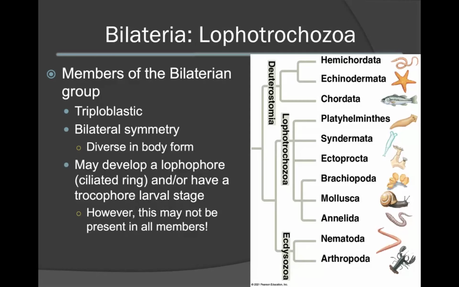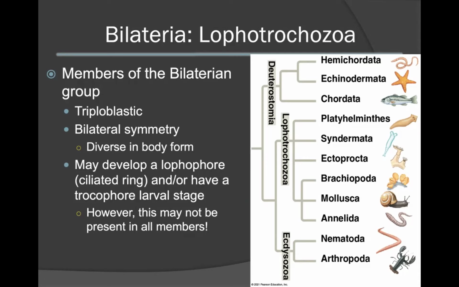We're now going to take a look at the bilaterians, specifically the Lophotrochozoans. Note the phylogenetic tree that depicts all of the bilaterians. Bilaterians include the Lophotrochozoans, ecdysozoans, as well as the Deuterostomia. Members of the bilaterian group are all triploblastic. They also all exhibit bilateral symmetry. However, despite this, they show a great diversity in their body form.